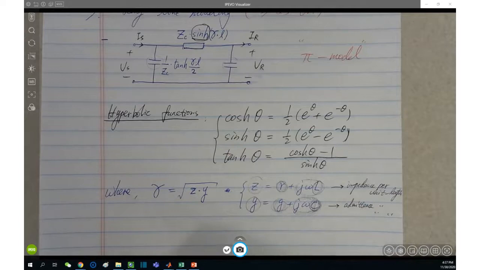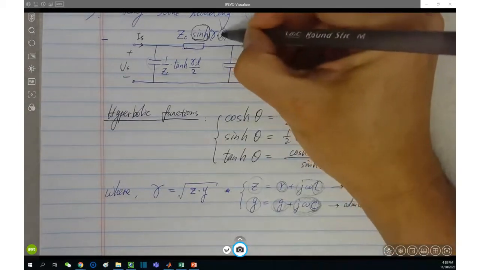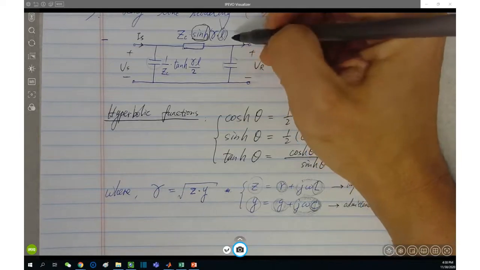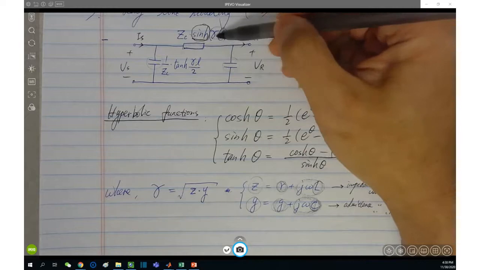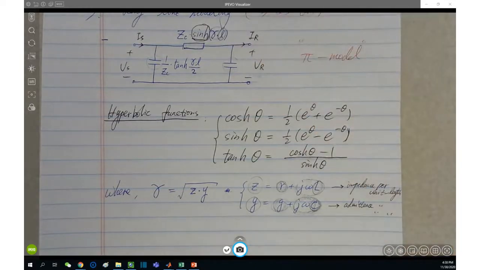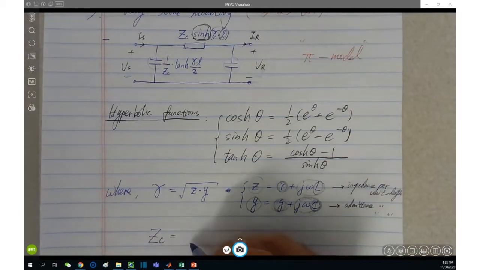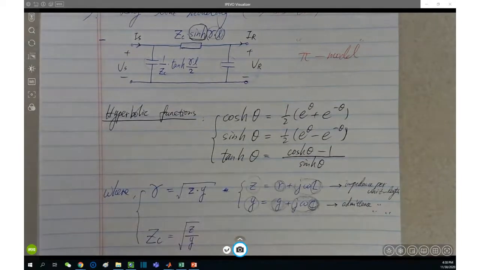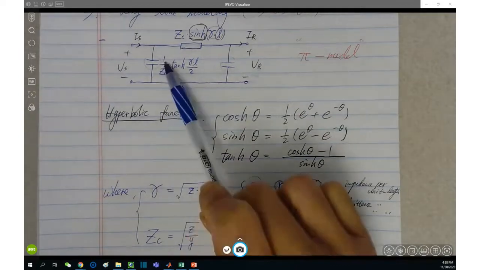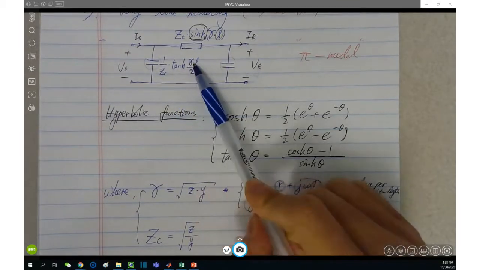So the product of the impedance and admittance, and the square root of the product, is equal to gamma. See how complicated it is? And this gamma, don't forget to multiply by the length of the transmission line, and then you receive the total gamma. Then sine hyperbolic of it times ZC, which we don't know yet. ZC is equal to the square root of Z over Y. So after figuring out gamma and ZC, we basically have the full picture of this model. And second here is 1 over ZC times tangent hyperbolic of gamma times the length divided by 2.